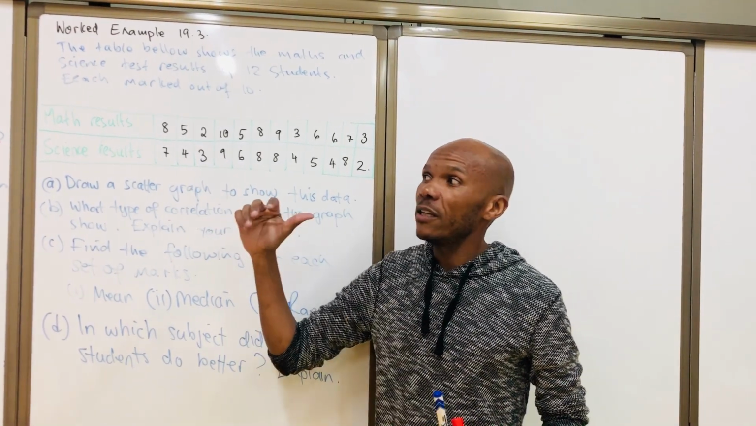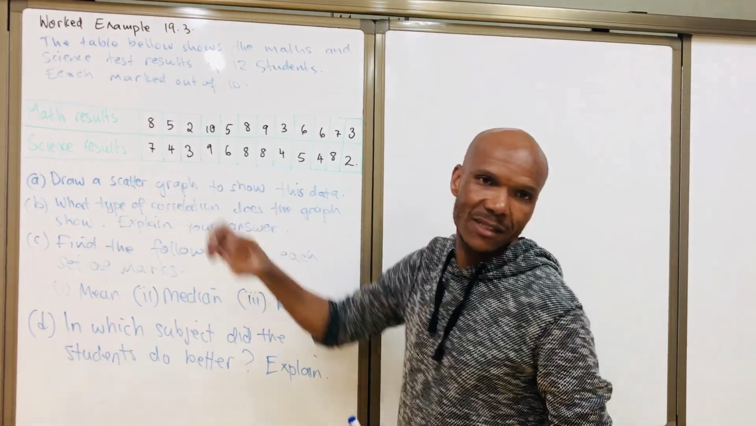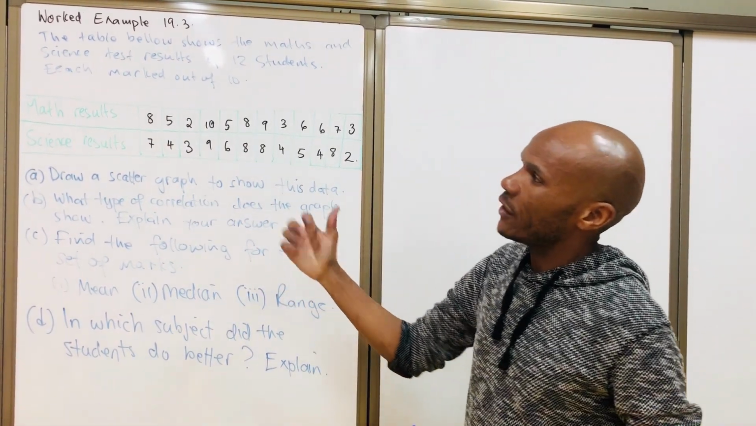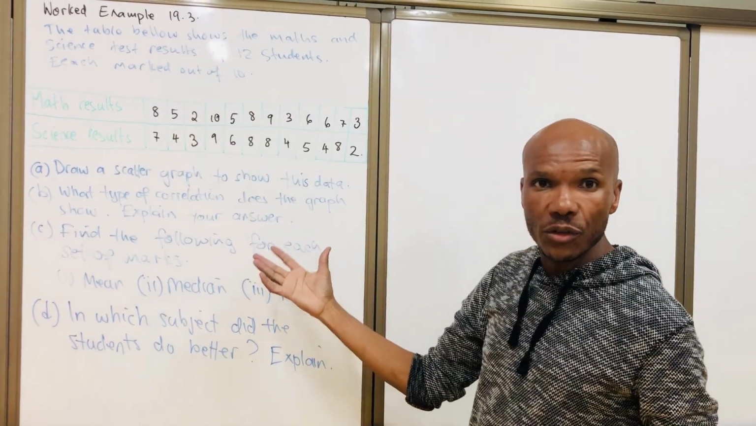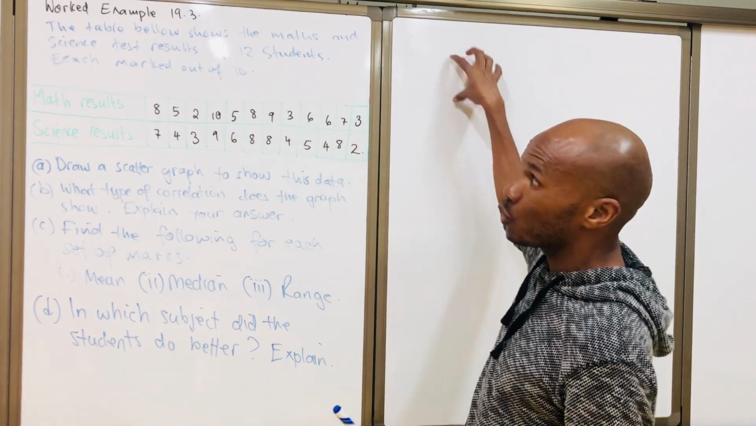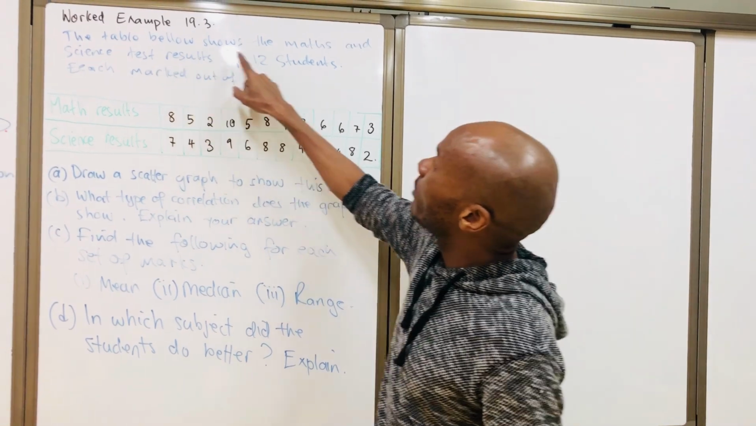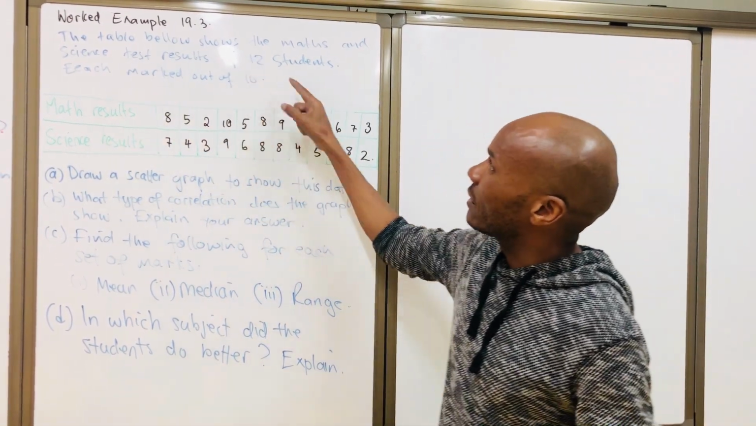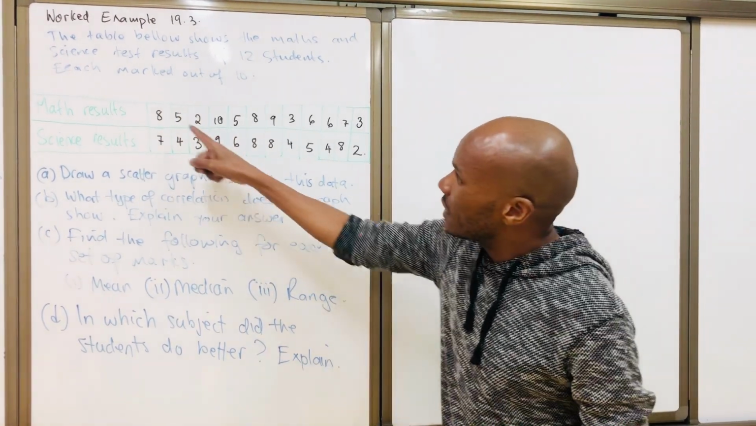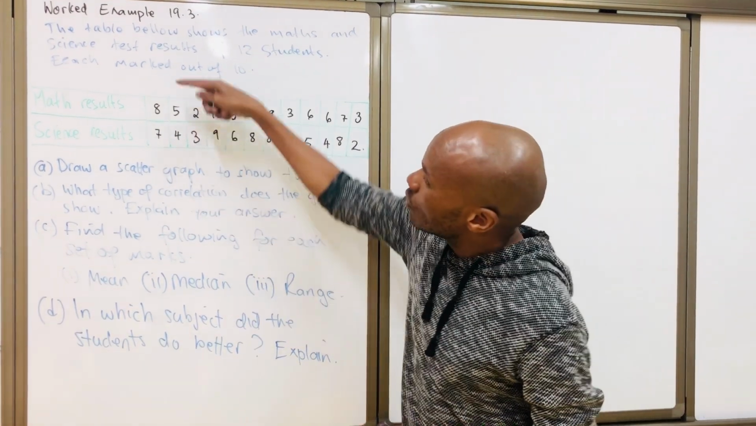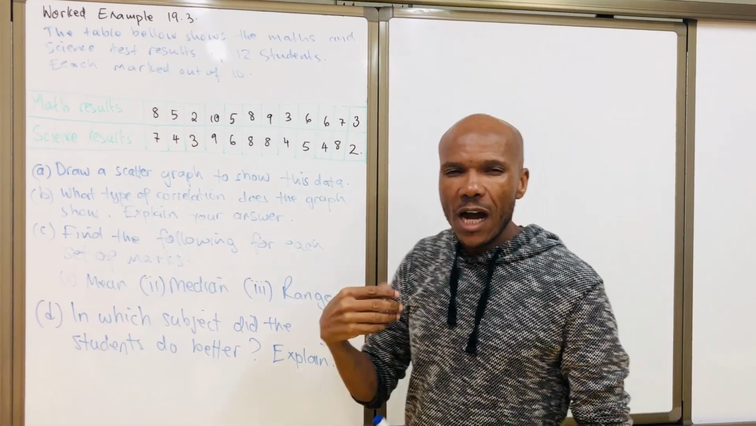So here we are going to look at the worked example. We are going to work out this example to carry on from the first one that we did about scatter graphs. Here we're given a scenario, a situation, and we have to draw a scatter graph using this data. The table below shows the math and science results of 12 students, each marked out of 10. So these are the marks out of 10, representing how many students? 12 students. So how am I going to draw that?